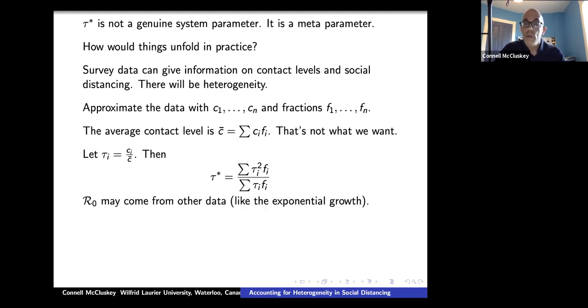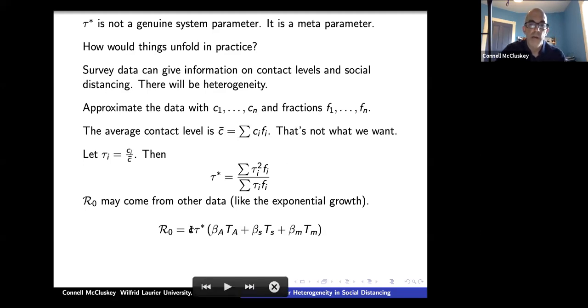So the R0 could come from other data. So maybe we find that R0 is equal to 2.3. We have our C and our tau star. I should probably have a C bar here instead of a C. That's a little typo. And the betas would be the unknowns here. So you could reverse engineer those like before, and we'd have our data.